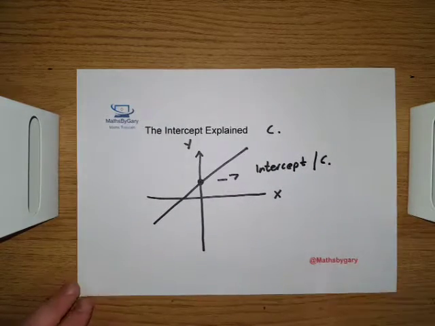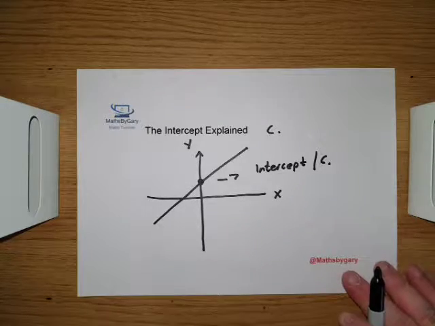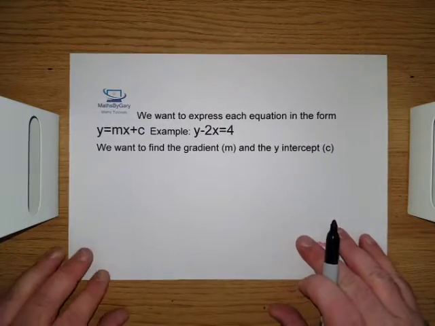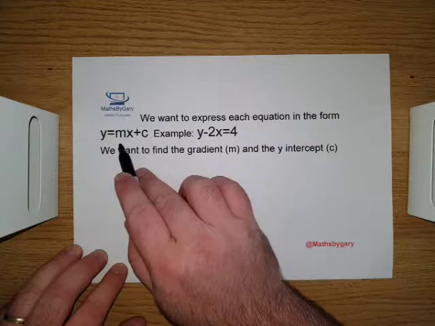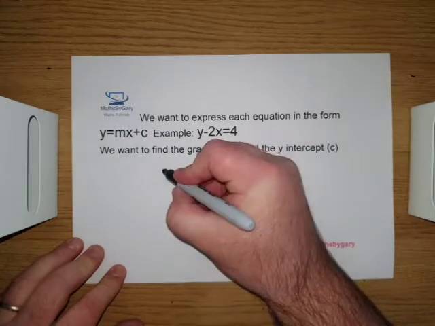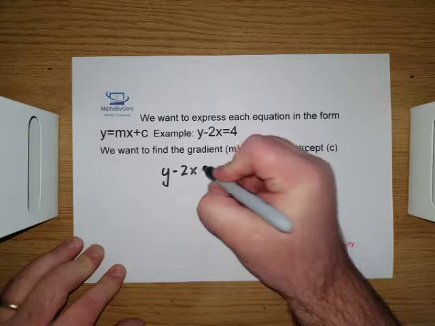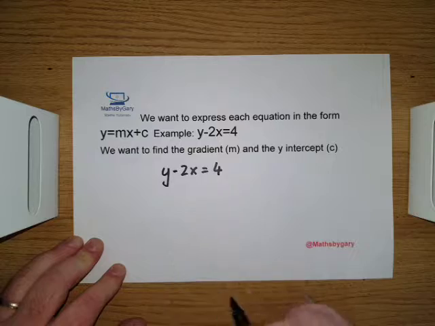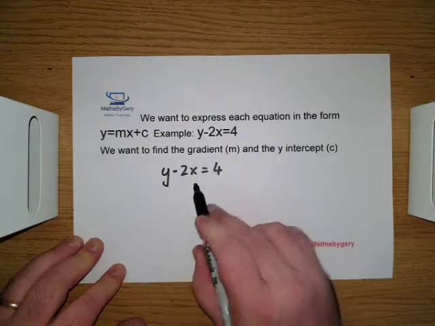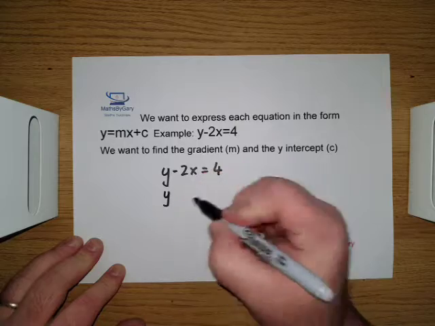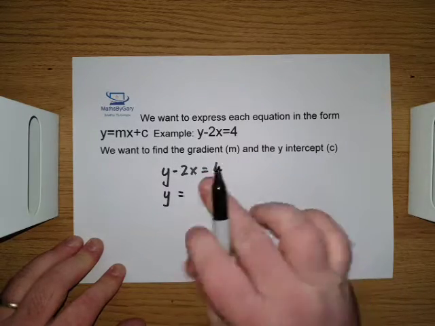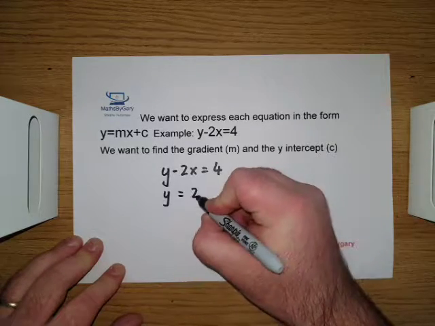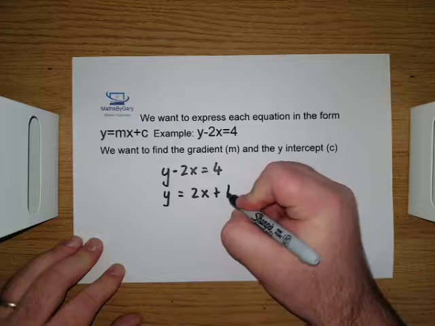So we know what the gradient is, we know what the intercept is, and we're now going to look at a few examples. So first example, we want to express y minus 2x equals 4 in the form y equals mx plus c. So first of all, we write out y minus 2x equals 4. To get it in the form y equals mx plus c, well, simply what we have to do is add 2x to the left hand side, which will cancel out, and if we add to the left hand side, we must do the same to the right hand side to balance the equation. So y equals 2x plus 4.